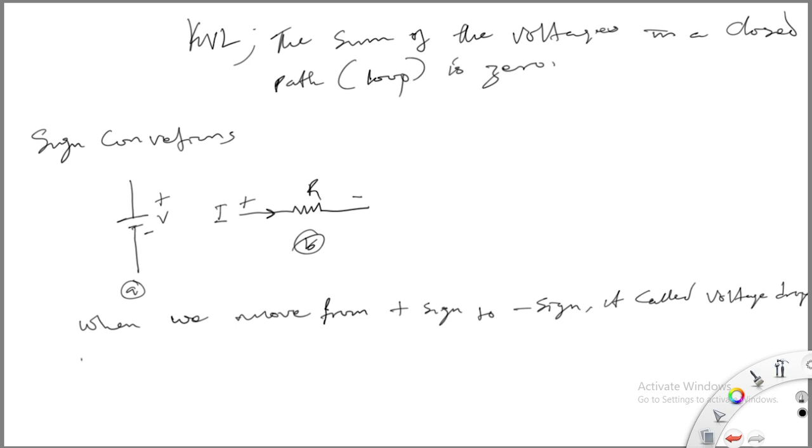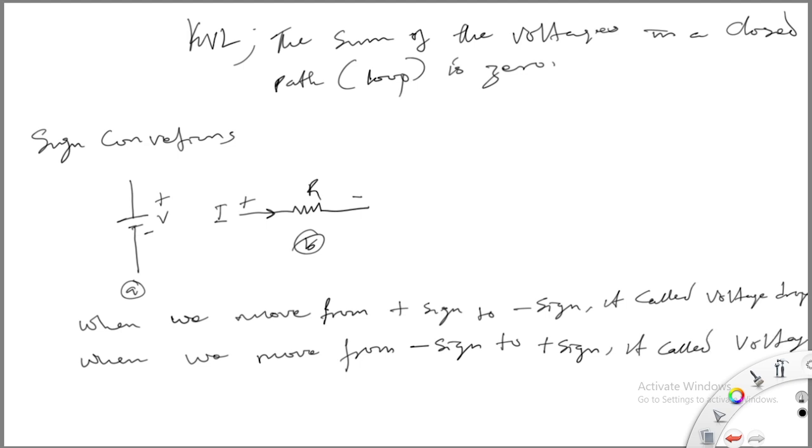And in the same manner, when we move from negative sign to a positive sign, it's called voltage rise. When you move from positive to negative, it's called voltage drop. When you move from negative to positive, it's called voltage rise. So the same thing happens in the other direction.